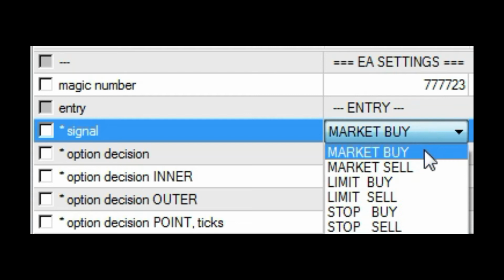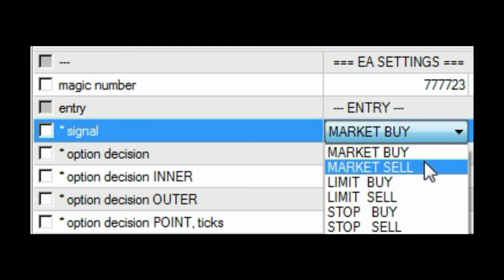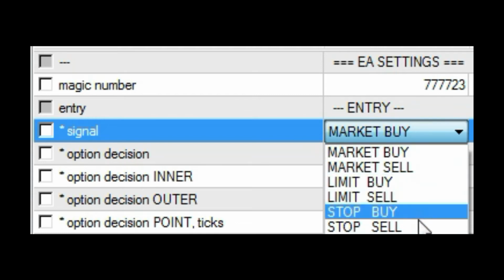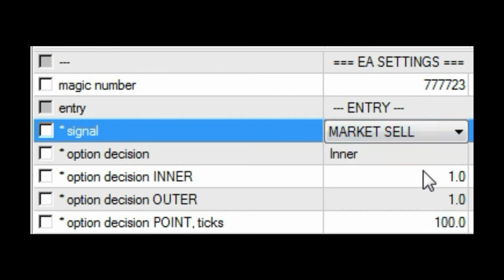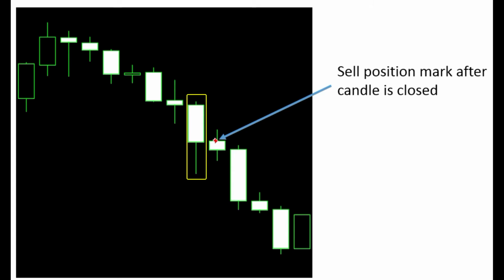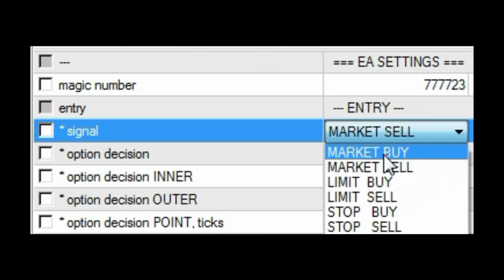You have all options like in manual trading: market buy and sell, limit buy and sell, and stop buy and sell. First, I will explain market sell. After our candle has appeared, Expert Advisor opens sell position immediately after closing of candle. Red arrow represents sell position mark, and if you go with mouse cursor on it, you can see such text box. That's it regarding market sell.